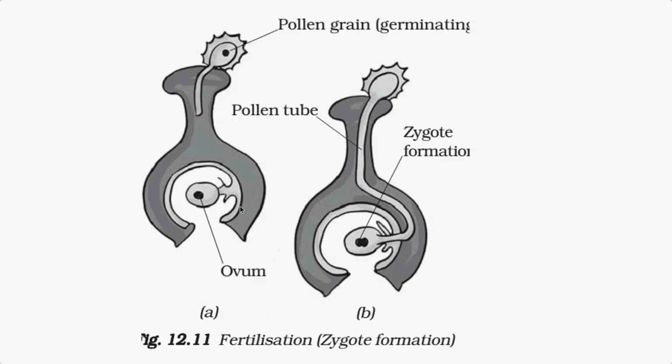So, as Nihara said, when the pollen tube reaches the ovary, the male reproductive cell from the pollen grain reaches the ovary, and there is already a female reproductive cell there, no? So they both will combine and they will form a zygote.